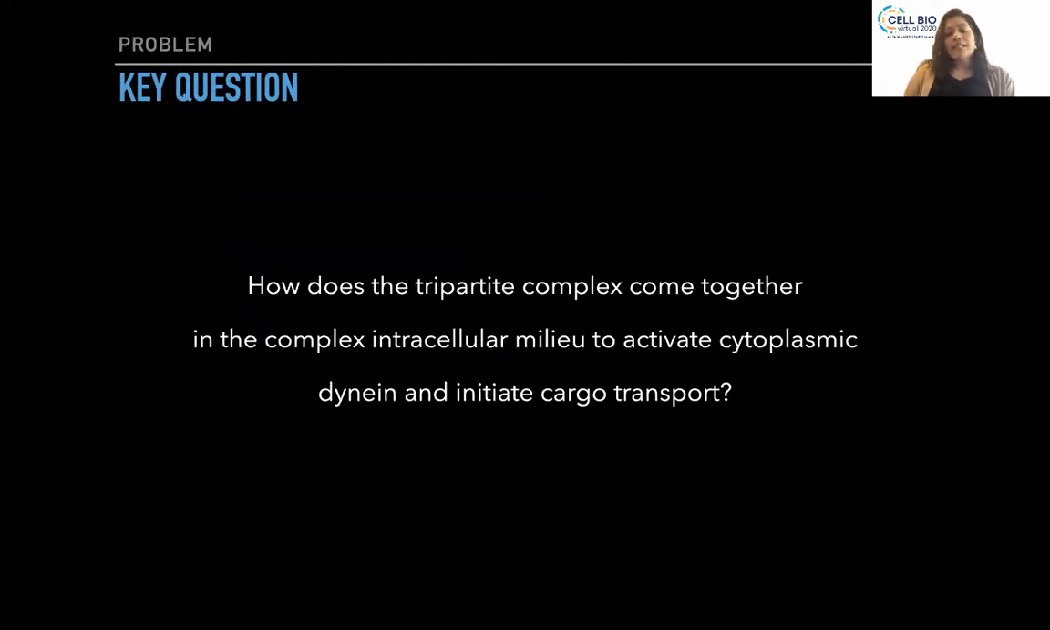So the question that we set out to ask was, how does this tripartite complex actually come together within the complex intracellular environment to actually activate cytoplasmic dynein and to initiate cargo transport?